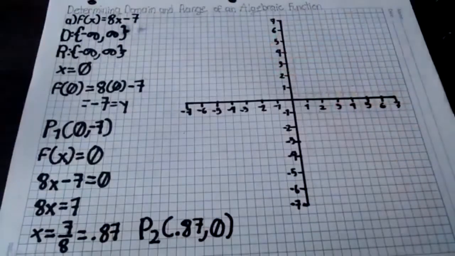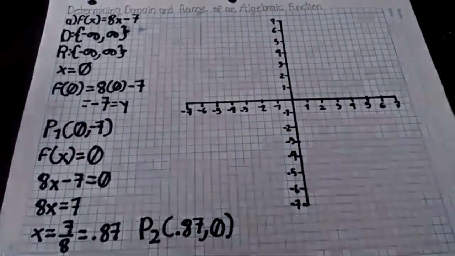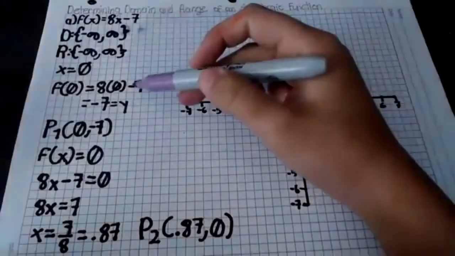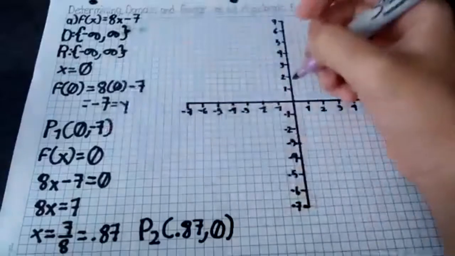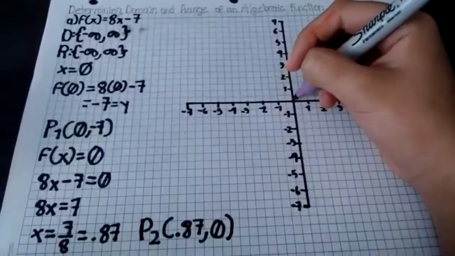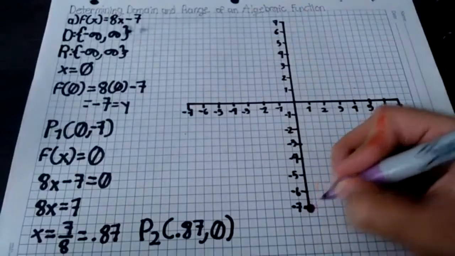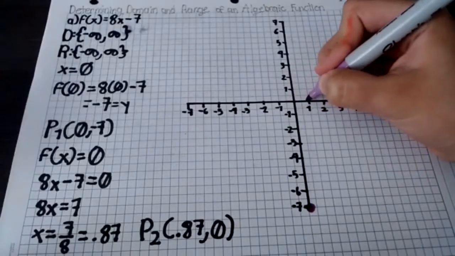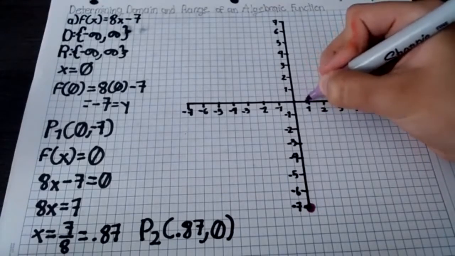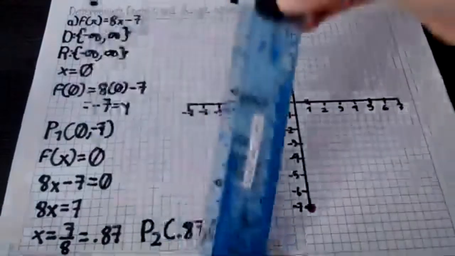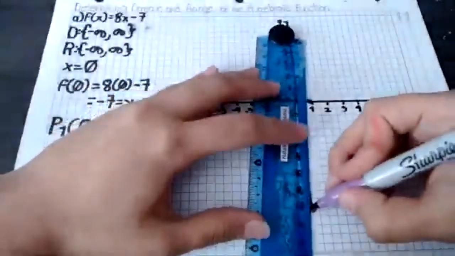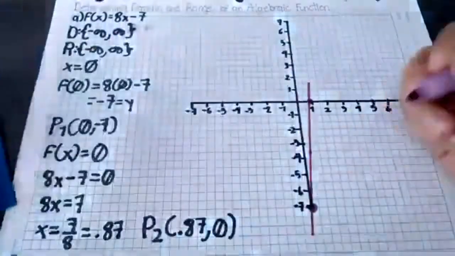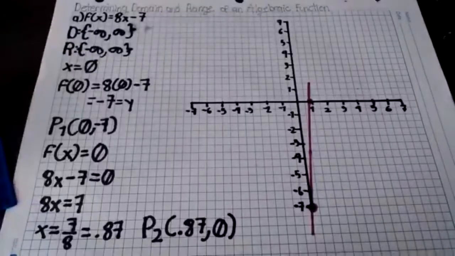So now we just need to put the dots on the graph. First we find the first dot, which is x is 0, and then y is negative 7, so here is the first dot. And the second one is x 0.87, around here, and as y is 0, we just put it here. And now we just draw the line. Something like that. And this will be all.